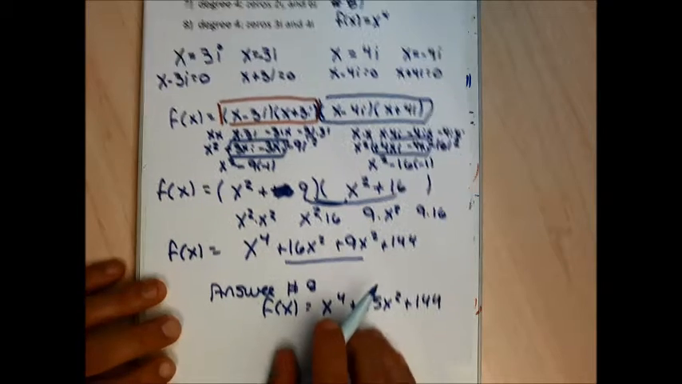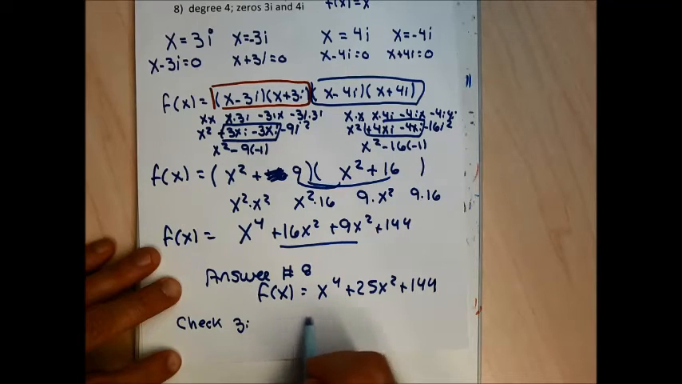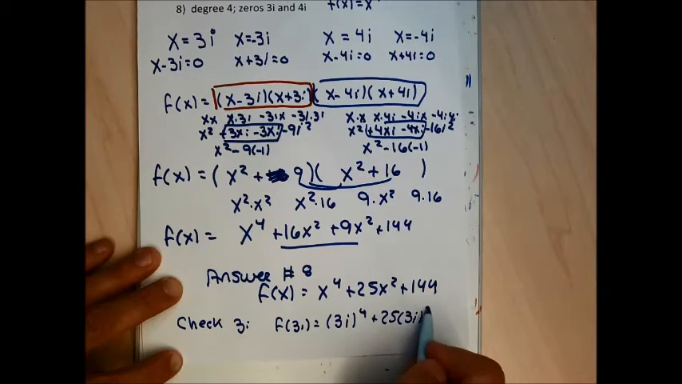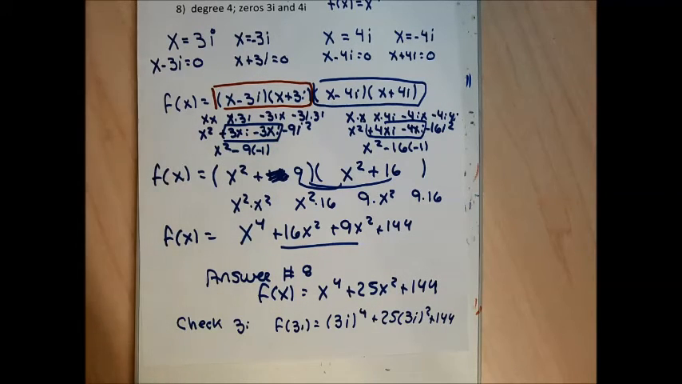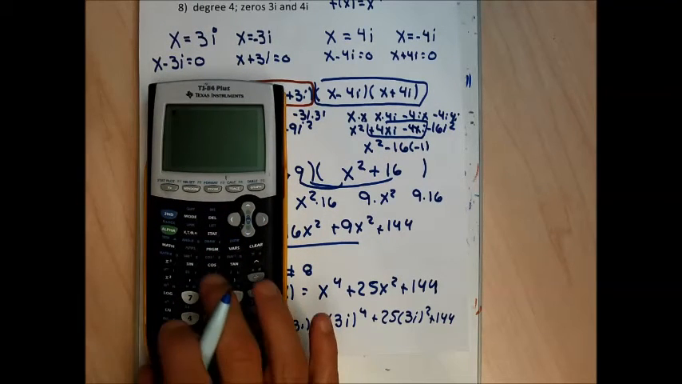I don't really care to check. Let me try to check just one of the numbers. I'm going to try to check an easy one, like x equal to 3i. To check x equal to 3i, I'm going to use my calculator and see if 3i to the 4th plus 25 times 3i squared plus 144 equals 0. If it works, I'm going to assume all my zeros will check. So let me do this real quickly.